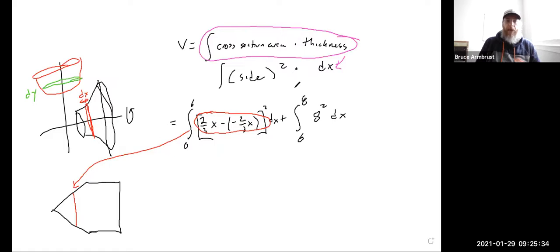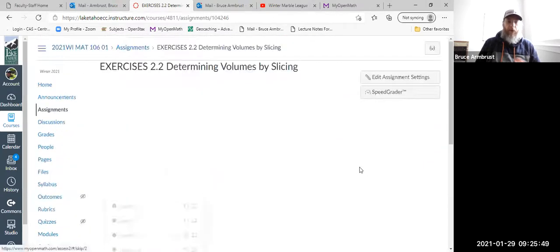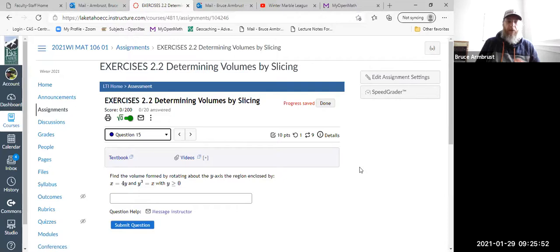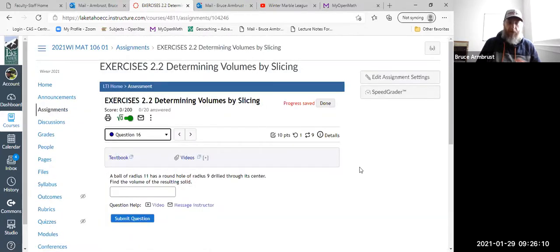So then it looks like we got 16, and then Era's jumped in with 15 as well. Well, let's go take a look at those real quick, and then jump back to the question from 2.1. All right, so 15. Find the volume formed by rotating about the y-axis the region enclosed by x equals 4y and y cubed equals x. This is another one I'm going to hold off on for a second because I haven't shown you any washer methods. So after I show you how washer method works, hopefully that will help.